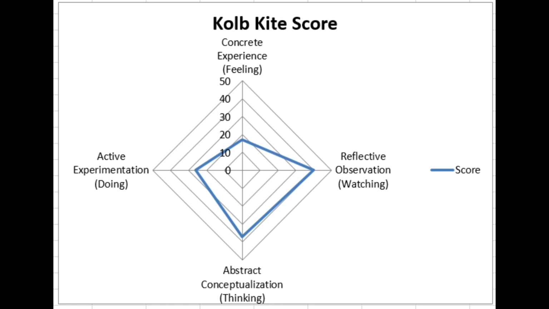We filled out the learning style inventory and were able to put that information into the Kolb Kite, which showed us what kind of learning style we preferred. As you can see here on my Kolb Kite score, I am a reflective observation and abstract conceptualization person. That is where my score falls mainly. That means I am a watching, thinking, observation person, which really describes who I am.